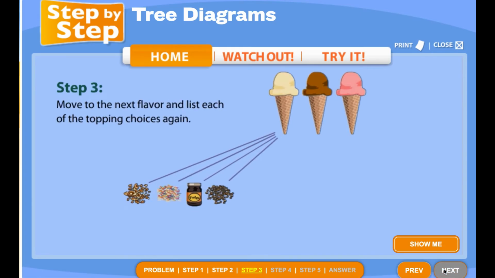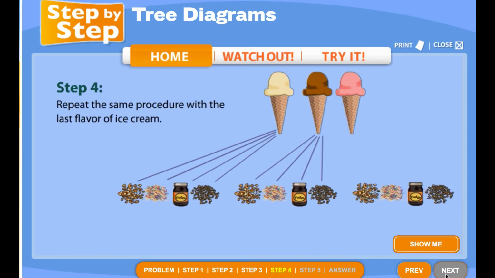Move to the next flavor and list each of the topping choices again. Under chocolate, list walnuts, sprinkles, chocolate fudge, and cookie crumbs. Now, add the topping choices to strawberry. Under strawberry, list walnuts, sprinkles, chocolate fudge, and cookie crumbs.